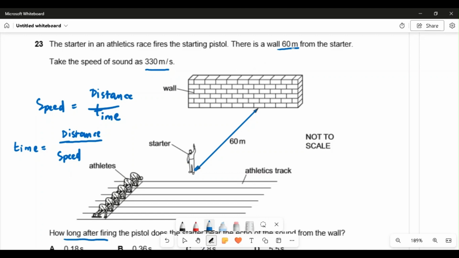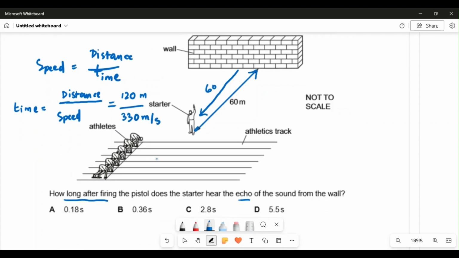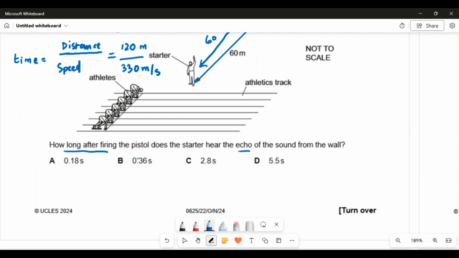But an echo is when sound moves to the wall and then reflects back toward the starter. So this will be 60 plus 60 meter, that is 120 meter. So the distance sound travels is 120 meter with a speed of 330 meter per second. When we do 120 divided by 330, we get 0.3636, and 0.3636 is given as option B.